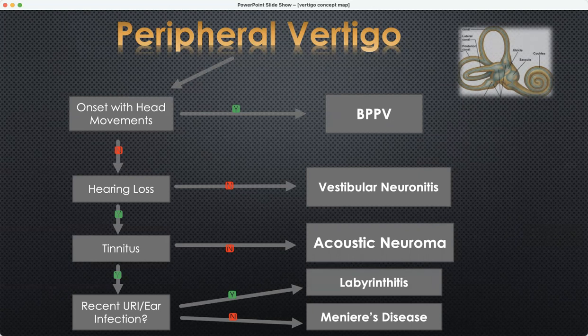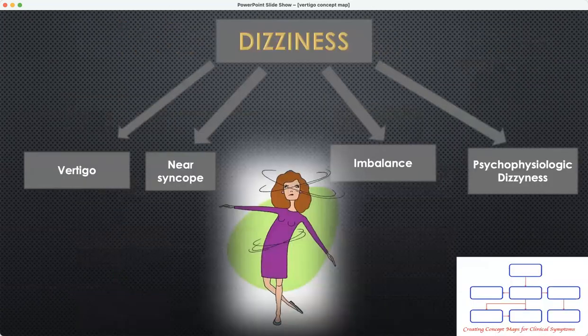This slide summarizes how to differentiate the different causes of peripheral vertigo. I hope that it helps you. Vertigo is one subtype of dizziness, and we will present an approach to a patient with dizziness in the next presentation.